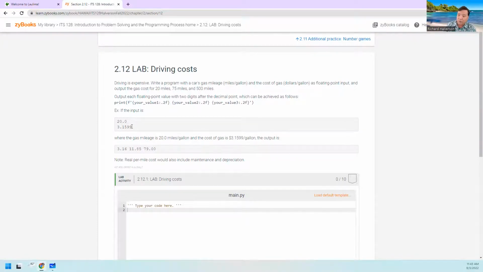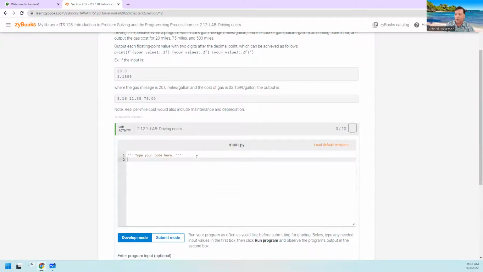We're supposed to output those, and the input is the miles per gallon, like 20 miles per gallon, and the cost of gas, for example $3.15 a gallon or $4.15 a gallon, or whatever. With those inputs, you should output these three numbers: how much it costs in gas to drive 20 miles, 75 miles, and 500 miles. Okay, so let's write the program.